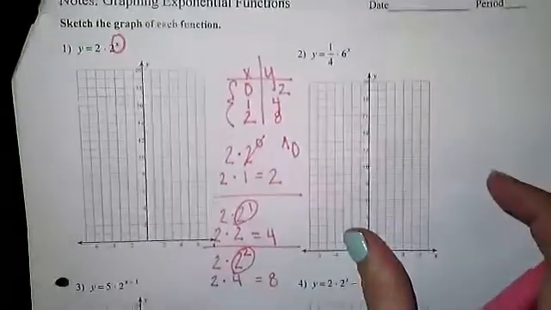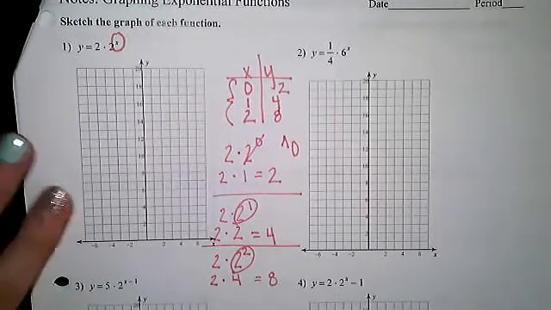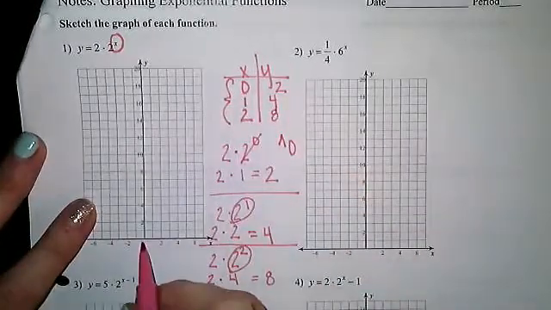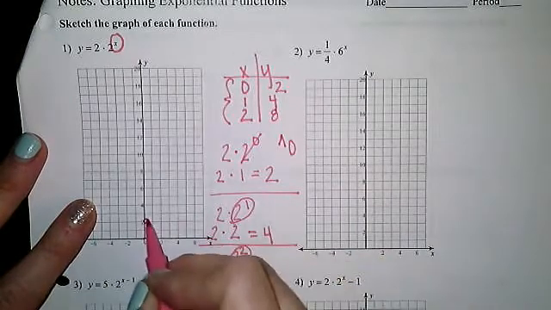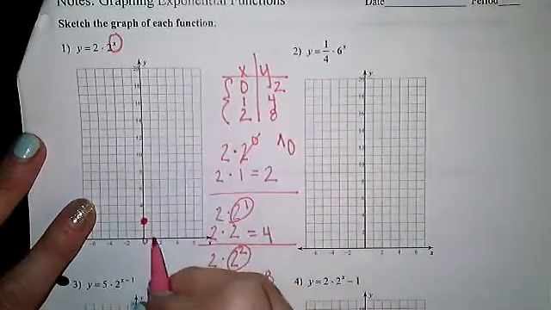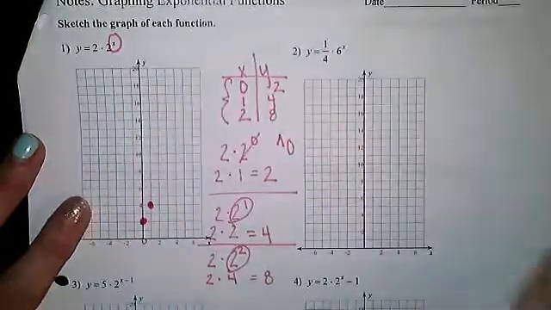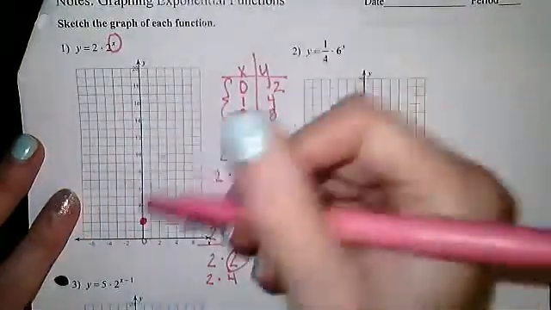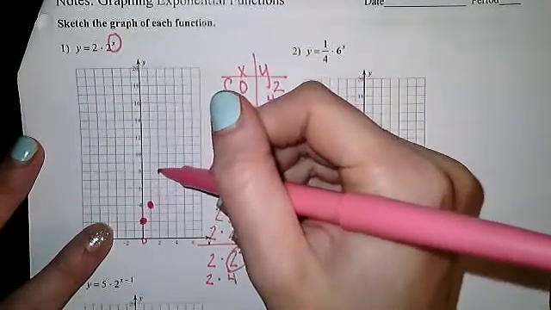And once you have your numbers in your table, you just plot it, connect it, and you're done. So our first point is 0, 2. So we'll start at the origin, or the 0, and we'll go up 2 and put our first dot. Our second point is 1, 4. So we'll go over 1 and up 4. Our last point is 2, 8. So we'll go over the 2 on the x-axis and up to the 8.